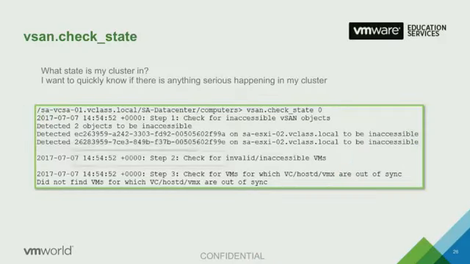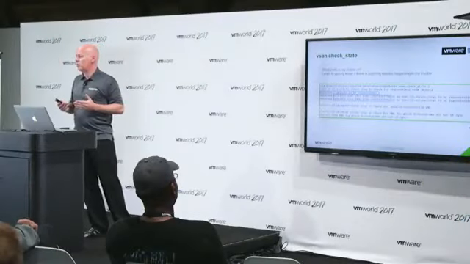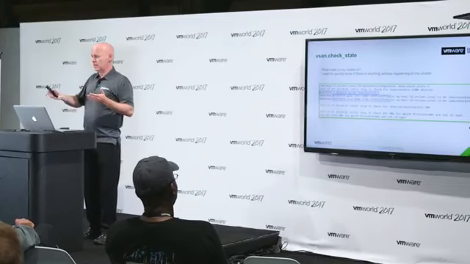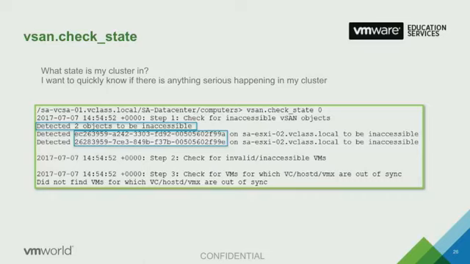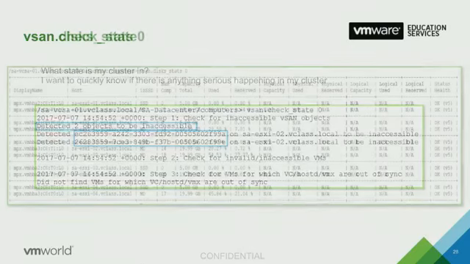We're going to take a quick look at RVC. From RVC, so now our VC is back up, okay? And we can access everything. Here we can do our VSAN check state, and it tells me straight away I've got 2 inaccessible objects, and it tells me which host they're actually sitting on. So I just ran a VSAN check state, and that 0 is the name of the cluster, okay?